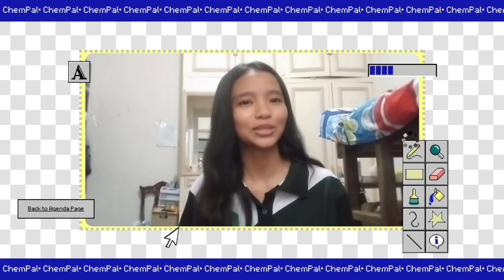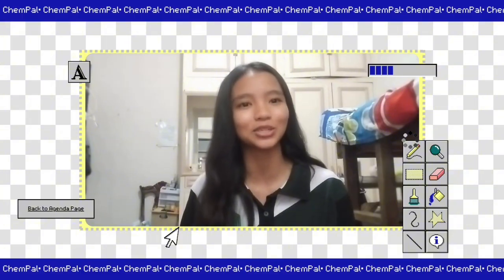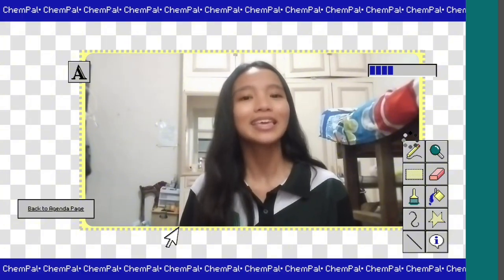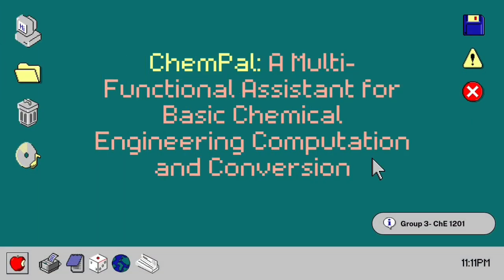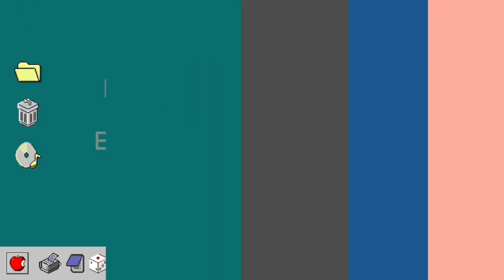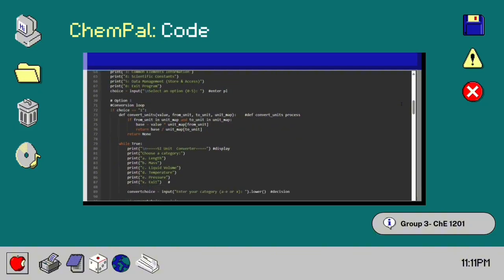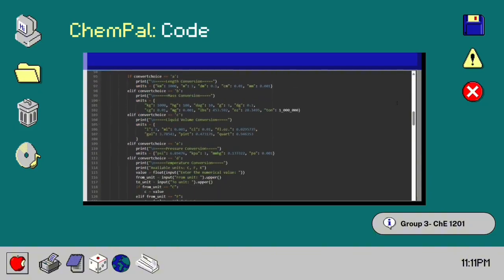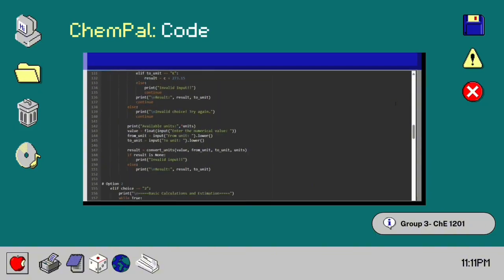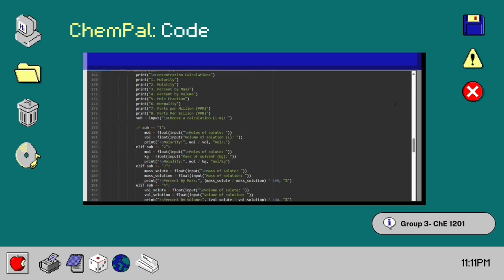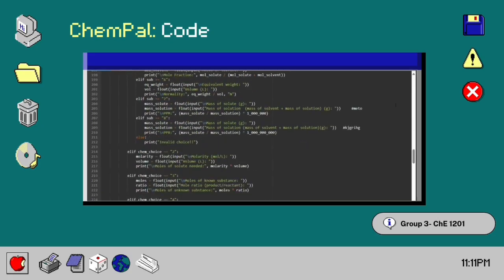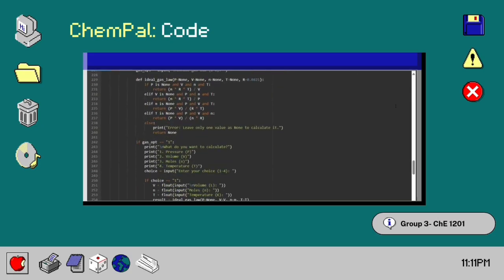Let me introduce you to something we created to solve a very real problem that many of us face in chemistry class. It's called ChemPal, a multifunctional assistant for basic chemical engineering computation and conversion. Think of it as your personal assistant for chemistry, part calculator, part lab partner, and part digital notebook. It was designed by students for students just like you.